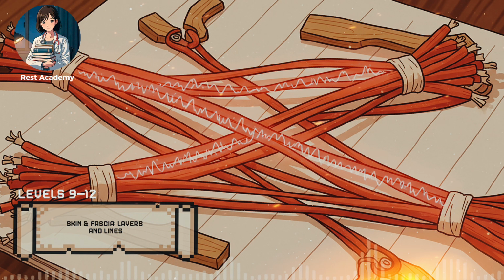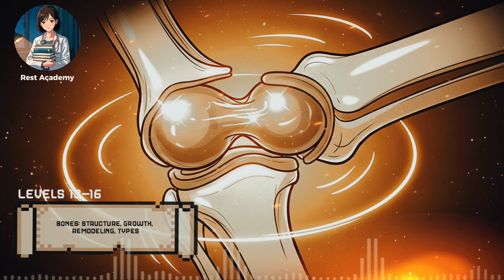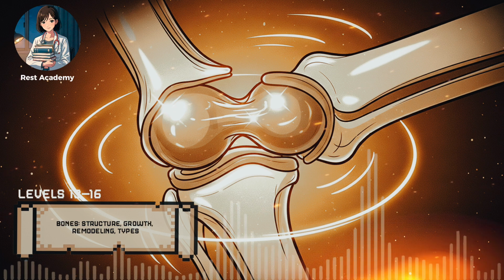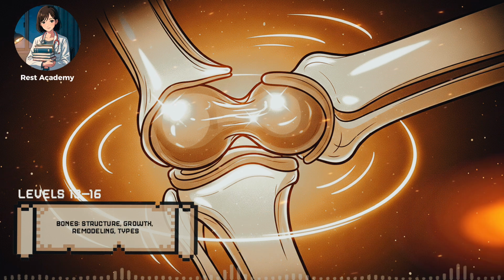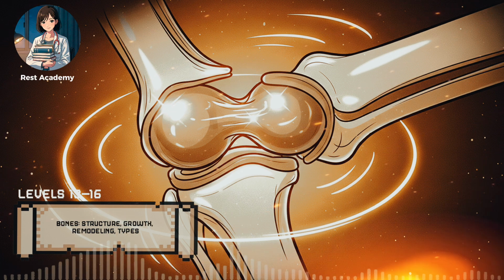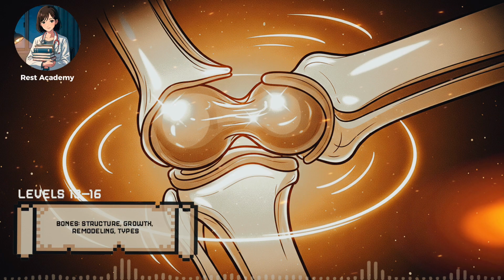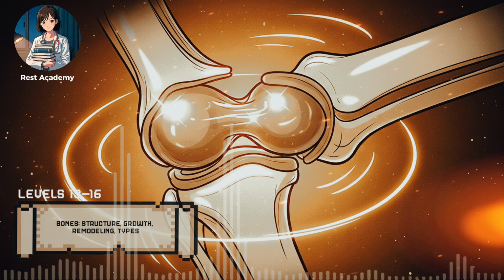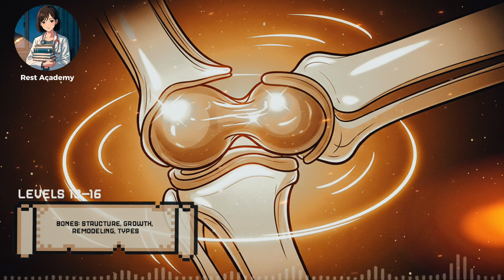Now you're ready to look beneath the fabric at the frame that shapes the suit, a living mineral that senses load, remodels with use, and hides a lattice more dynamic than it first appears. You lift a smooth river stone and feel weight that seems permanent. Inside your skeleton, a similar mineral feels alive because a hidden crew is always inspecting, carving, and rebuilding the scaffold while you move. Four ideas anchor this frame: structure, growth, remodeling, and types.